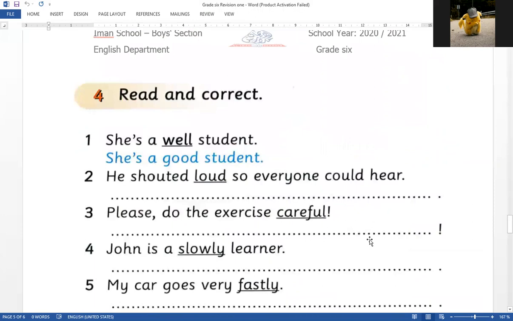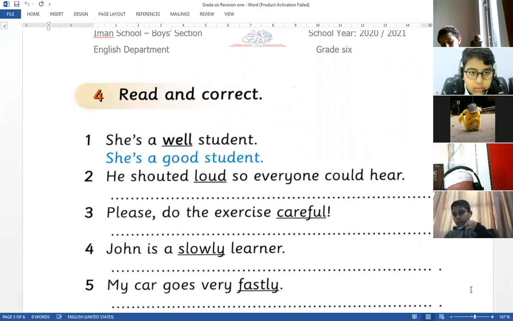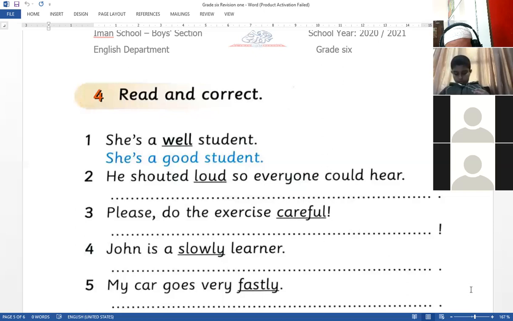Excellent. Thank you, Abdul. And we took the difference, my dear students, between adjectives and adverbs. We said that adjectives are used to describe people and things, but adverbs describe how people do something. Khalid Darwish, for example, here. She is a well student. No, we say she is a good student. Khalid Darwish? Khalid, can you hear me? Yes, teacher. Number two, Khalid. He shouted. Loud or loudly?